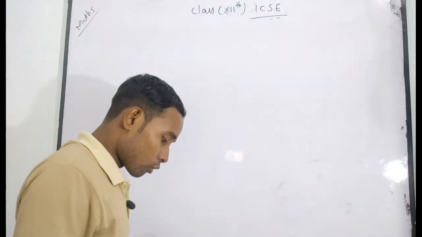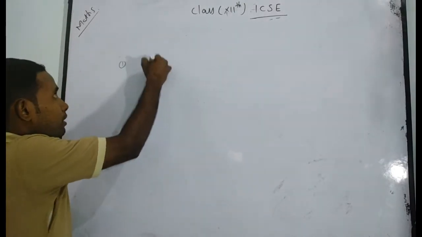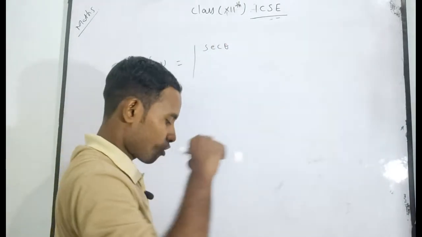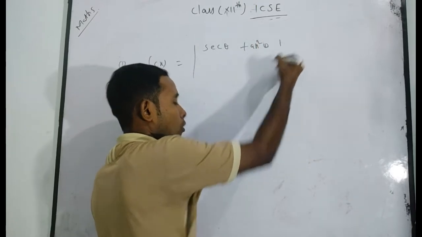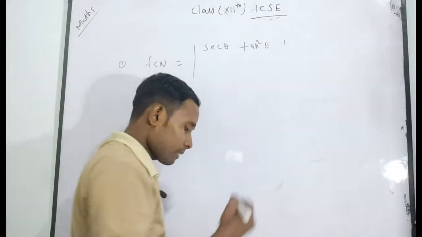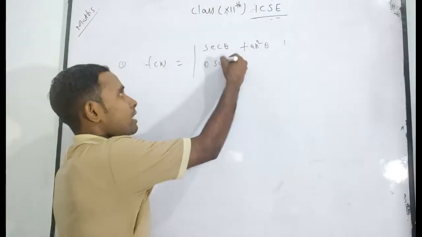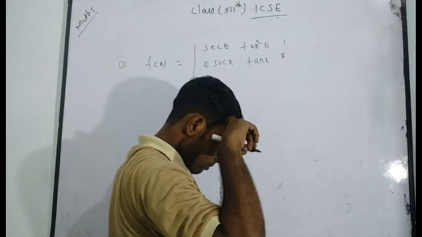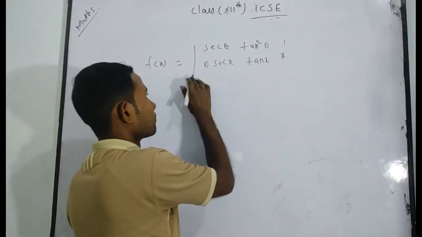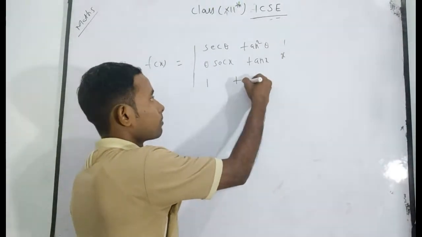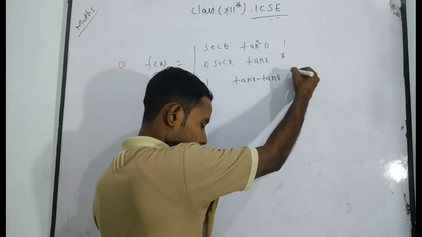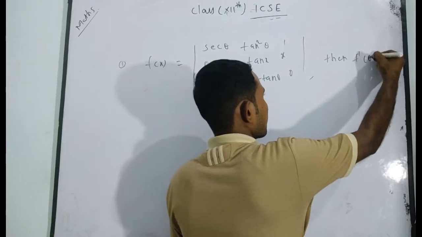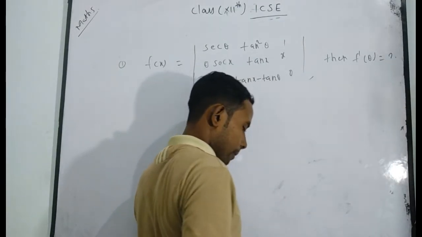In the next question, it has told you, if small fx is equal to sec theta, tan square theta, 1, theta into sec x, 10x, 1, 10x minus tan theta, and the determinant is 0, then you have to find f dash theta is equal to 1. I think this question may be asked in your examination as an objective. So try to see this question. How can you solve it in your examination? Then find the value of f dash theta.